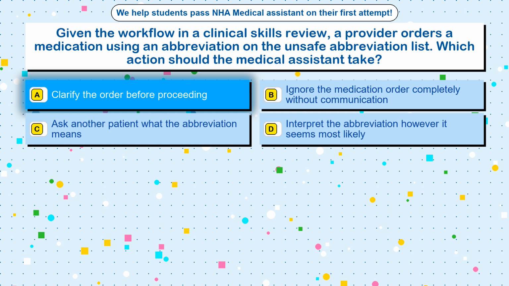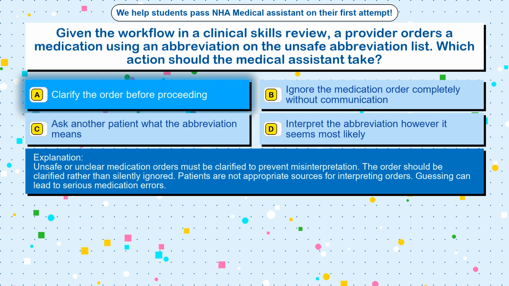The correct answer is option A. Clarify the order before proceeding. Unsafe or unclear medication orders must be clarified to prevent misinterpretation. The order should be clarified rather than silently ignored. Patients are not appropriate sources for interpreting orders. Guessing can lead to serious medication errors.